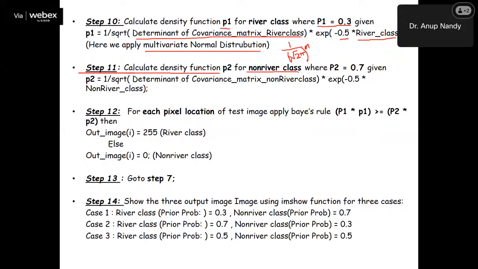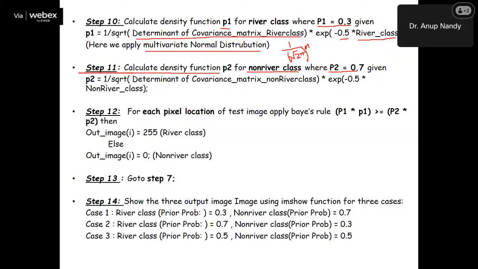For this non-river class you have also calculated this P2, where P2 is equal to 0.7. Because you need to give 3 different cases. What were the cases? The prior probability P1 for the first class is 0.2, prior probability for the second class is 0.7, or prior probability for the first class is 0.7 and prior probability for the second class is 0.3, vice versa. And this P2 is given.